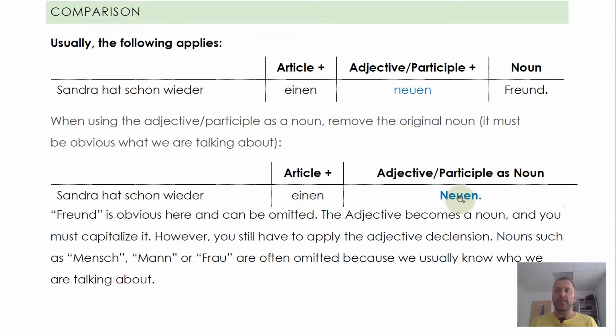In English, you can kind of do that. You simply replace the noun with one. So something generic, abstract. In German, you just drop it entirely. And then you see you have the capital letter here. This is usually done to Mensch, Mann, Frau, because those are the most obvious ones. But you can actually do this with everything, as long as it's obvious what or who you're talking about.